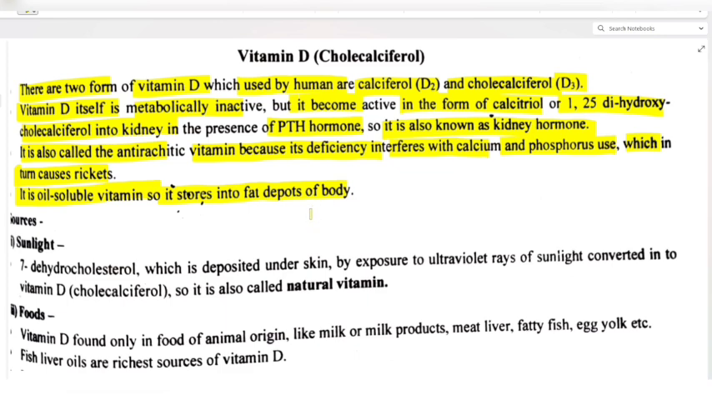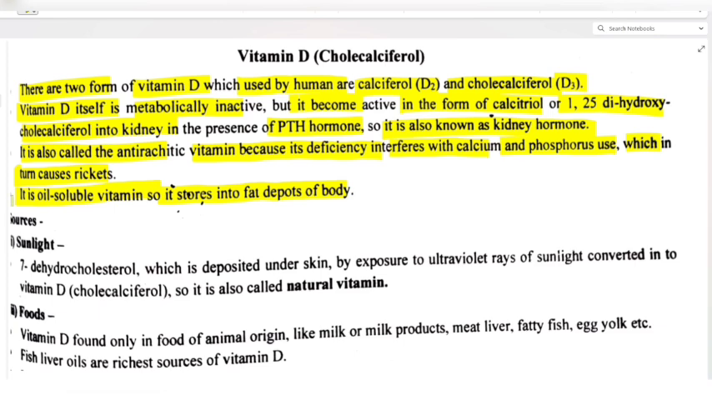So basically vitamin D is metabolically inactive. It becomes active in the form of calcitriol or dihydroxycholecalciferol in the kidney in the presence of parathyroid hormone. That's why it is also called kidney hormone. It is called anti-rachitic vitamin because its deficiency interferes with calcium and phosphorus use, which in turn causes rickets. And being an oil soluble vitamin, it is stored in the fat depots of the body. Now coming to sources.